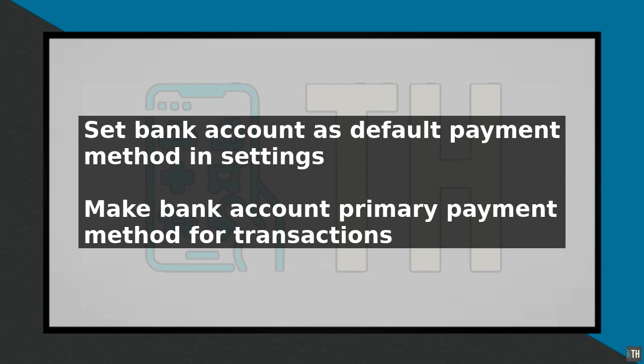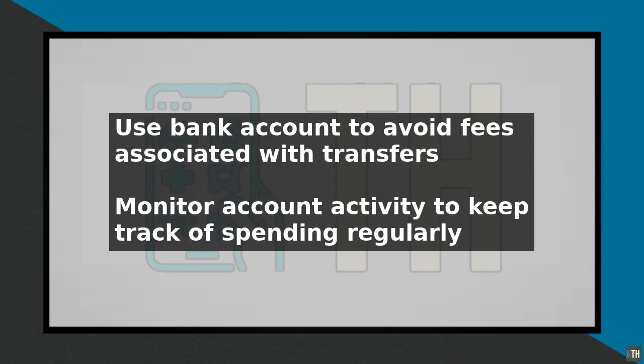In addition to avoiding fees, using a bank account instead of Venmo balance can also help you keep track of your spending. When you use your bank account, the payments will appear on your bank statement, making it easier to keep track of your transactions. To get the most out of using a bank account with Venmo, make sure to keep your bank account information up to date and monitor your account activity regularly. This will help you avoid any issues with payments and ensure that your transactions are processed smoothly.